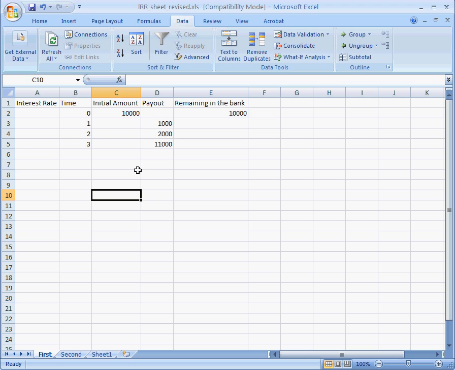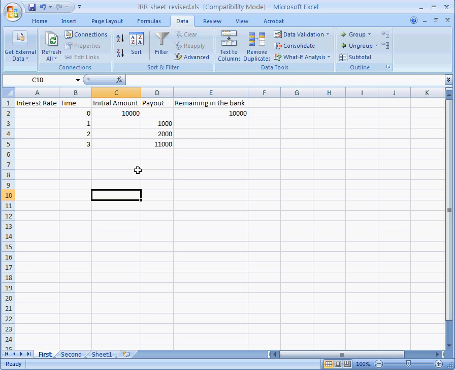What interest rate would you have to earn on this $10,000 to make the two investments equivalent? Let me say that again. What interest rate would you have had to earn on the $10,000 to make the two investments equivalent? That rate is called the internal rate of return.